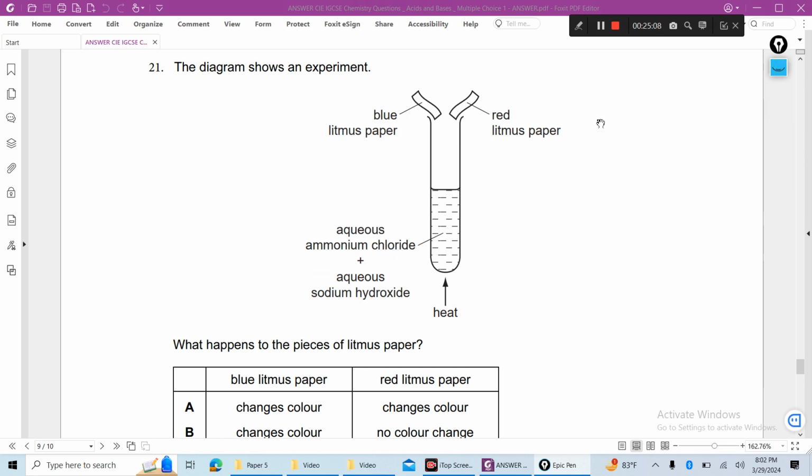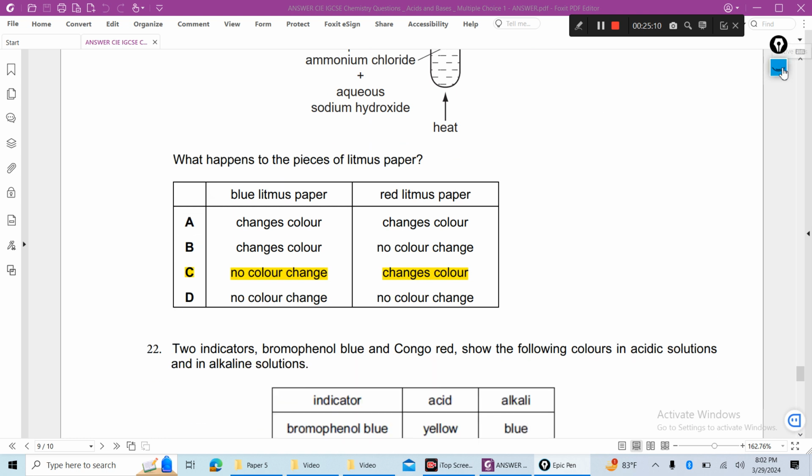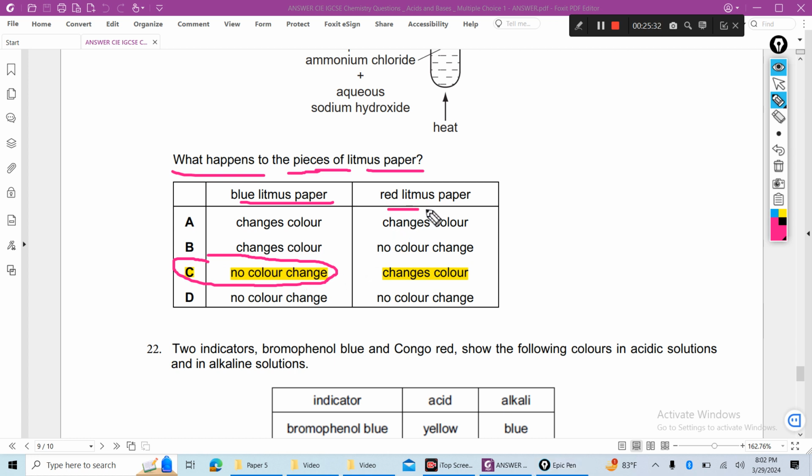So now your question is, what happens to the pieces of litmus paper as ammonia gas, which is alkaline, is produced? Alkali turns red litmus paper to blue, but blue litmus paper remains the same, so no color change. Red litmus paper changes color because it turns to blue. So the answer will be C.